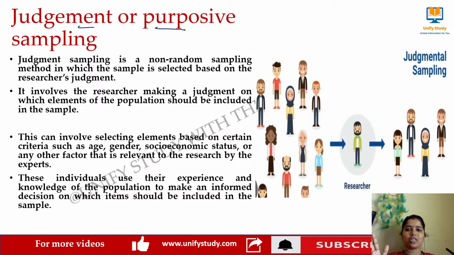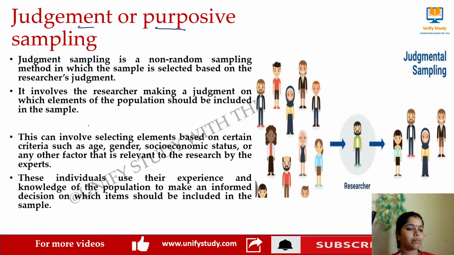He will be very much judgmental. Purposively he will be selecting those people for the research. I want this one, I want this one, I want this one. So purposefully he will be selecting people from the group and doing the research with those people. Right? And that we call as what? Purposive sampling. Yes, very good, Sheetal.